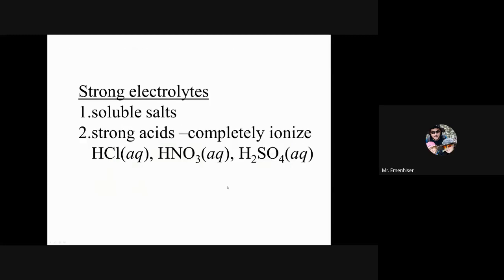Okay. Strong electrolytes include soluble salts. So any kind of ionic substance that is soluble. That would include sodium chloride, potassium fluoride, sodium hydroxide, and we'll talk about these, but there's many, many more examples, but here's a few. And then there's strong acids, which completely dissolve. So any of our strong acids, hydrochloric, nitric, or sulfuric. And there's a few more. There's 7 strong acids that we'll talk about.